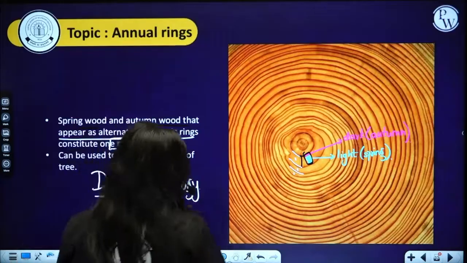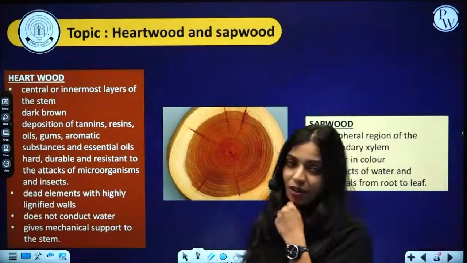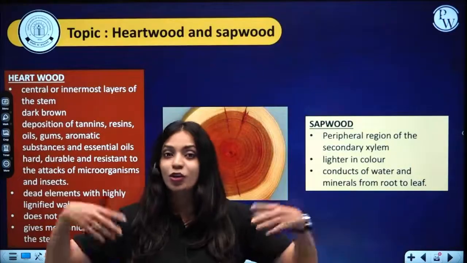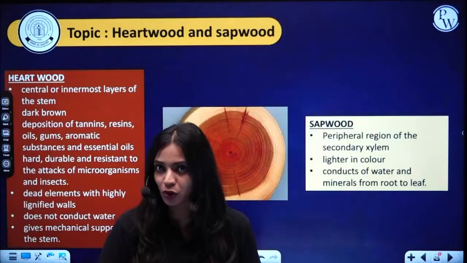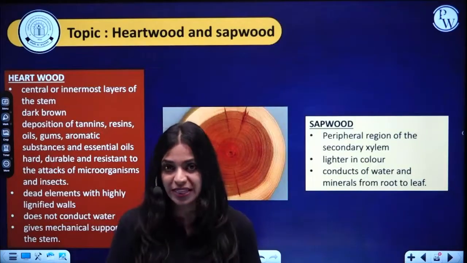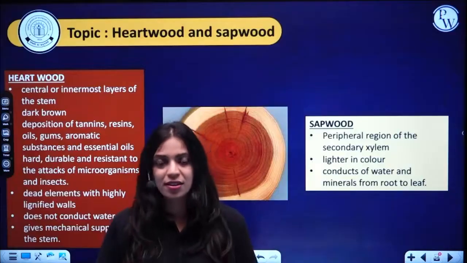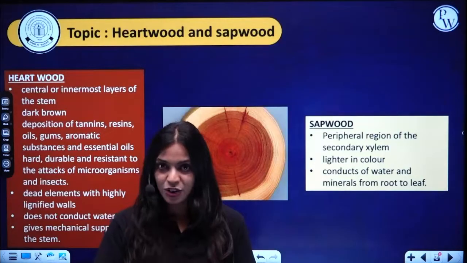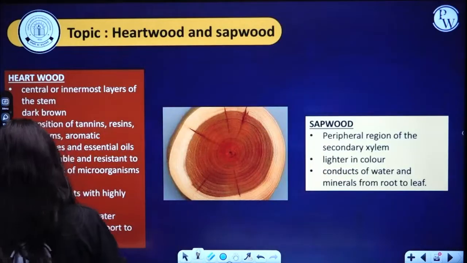Okay. Now, let's talk about heartwood and sapwood. Whenever you've looked at logs of wood, you may have noticed that sometimes the central region of the log of wood is darker in comparison with the outer lighter region. So, this is because the center region, which is called the heartwood. Okay, let me just tell you what it is called first.